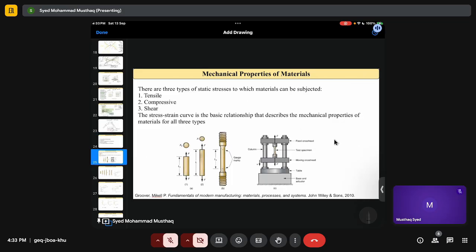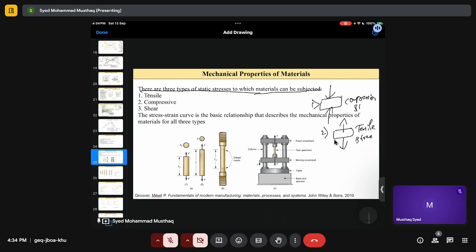So moving on, again there are three types of static stresses to which the material can be subjected. It's simple. How many types of forces can we apply? Suppose you have a box, you can press it with both hands. That is called compression. That is one thing you can do. And the next thing you can do is stretch it. That is tensile stress.